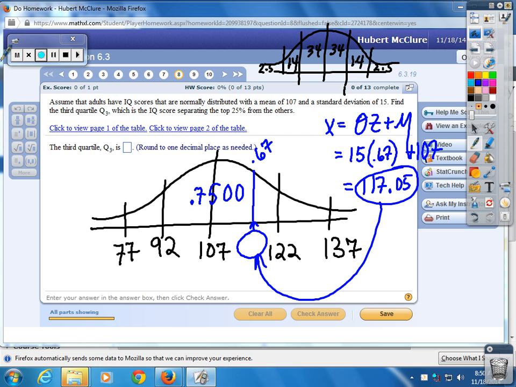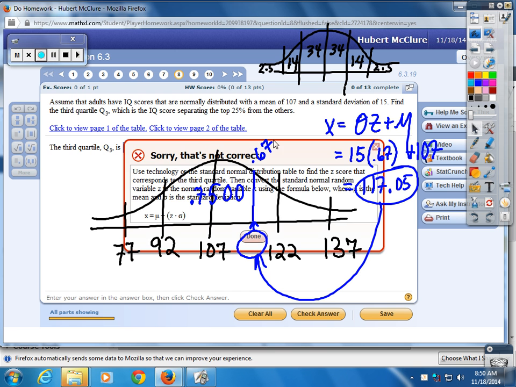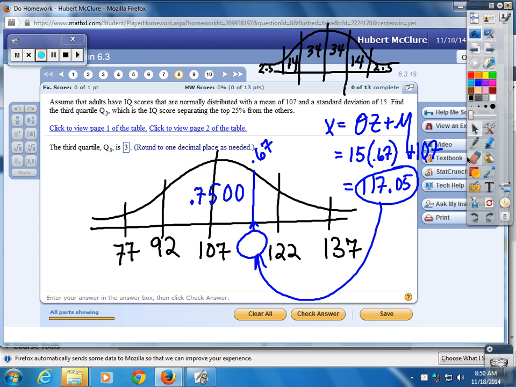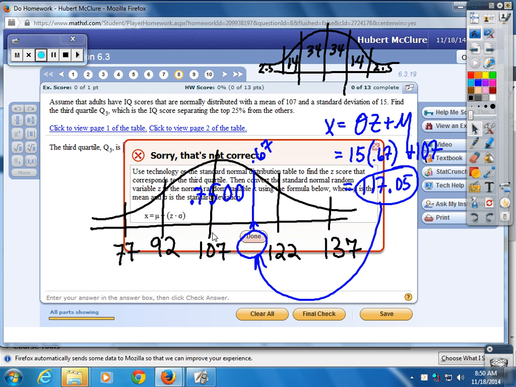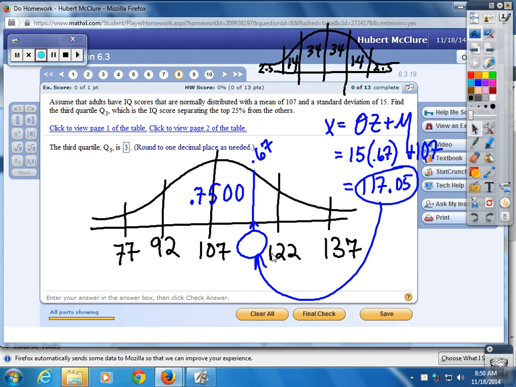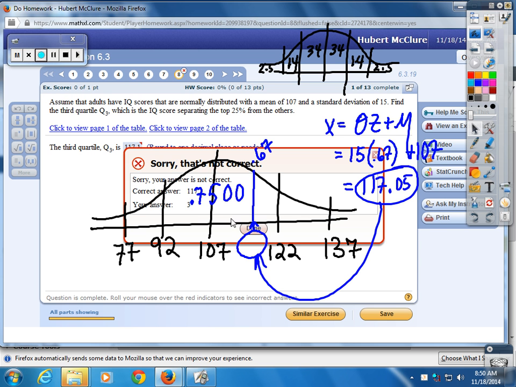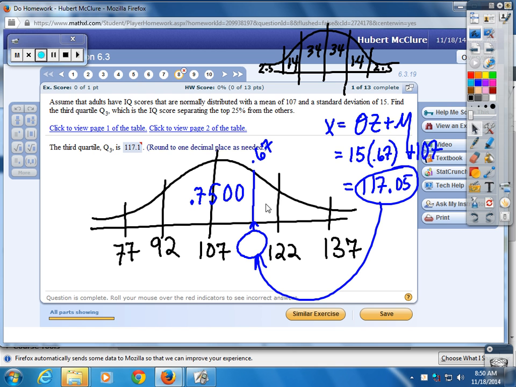Now, I'm going to punch in 3 for the answer, because I want to show you something. Because some of y'all said, well, I got 0.675 or 0.68. And what did they get? Okay, 117.1. Okay, they said round to 1 decimal place.